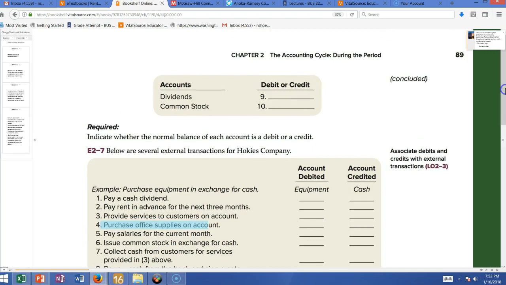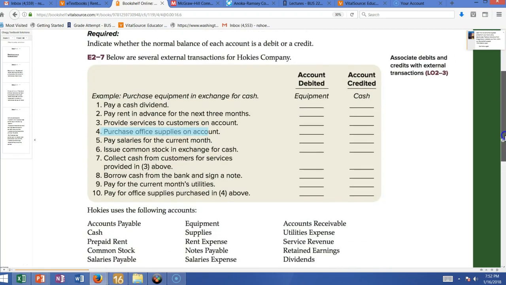DEALOR. Dividends, expenses, and assets have debit balances. Liabilities, owner's equity, and revenues have credit balances. Okay?